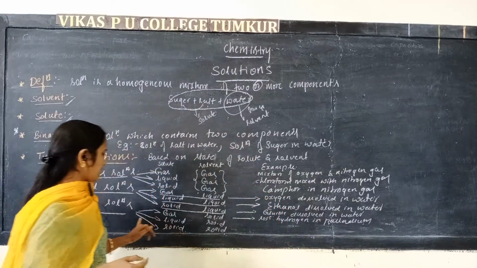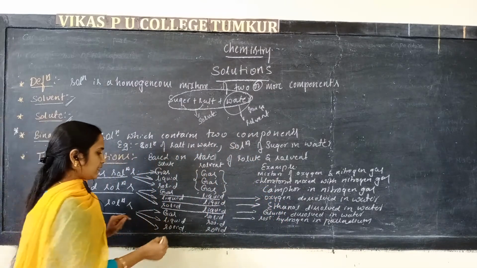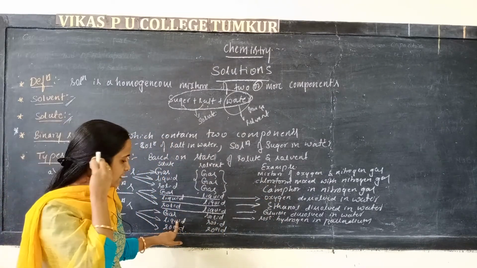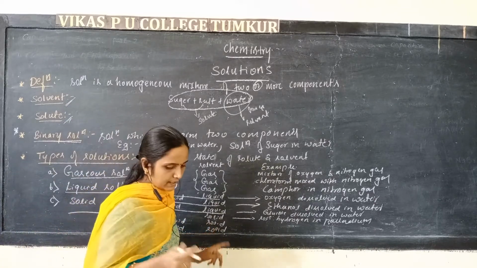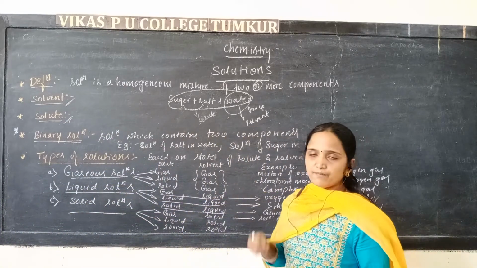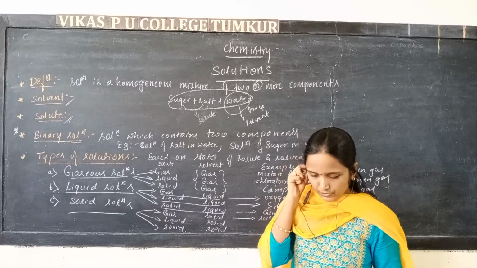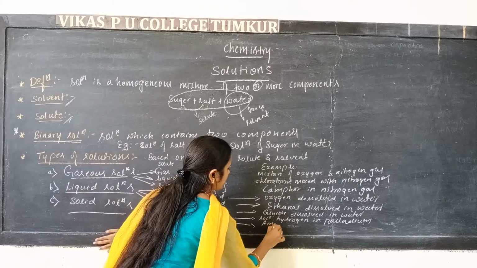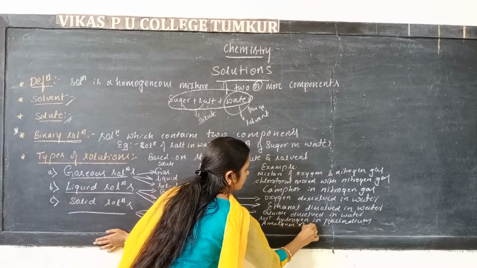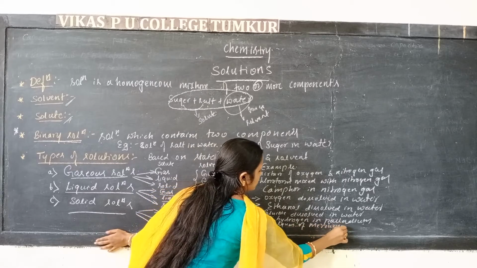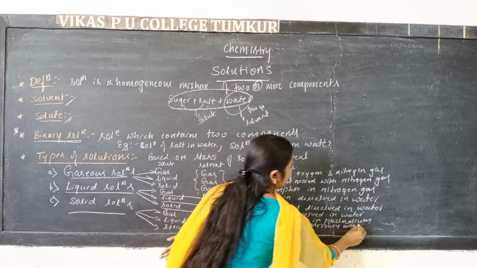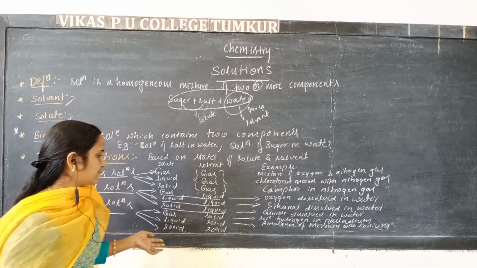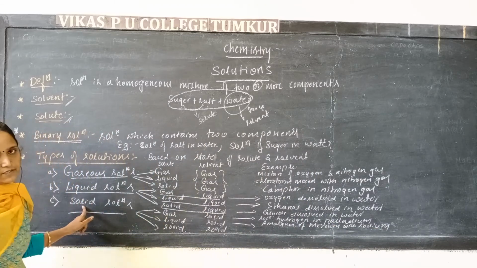Next we are going to discuss liquid in solid. It means the solute is liquid and the solvent is solid. Example: amalgam of mercury with sodium. Mercury is in the liquid state, then sodium in the solid state. This is an example for the solid solution.